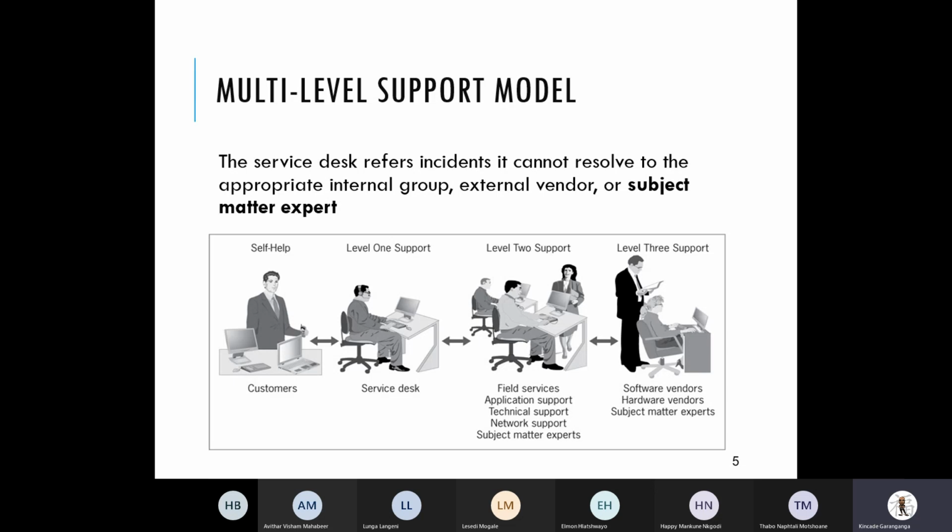That's the reason why we mentioned in our previous session as well that when you look at self-help, it ends up freeing up enough time and resources for the other levels of support, in terms of them dealing with critical issues, or issues that customers might not be able to resolve themselves.